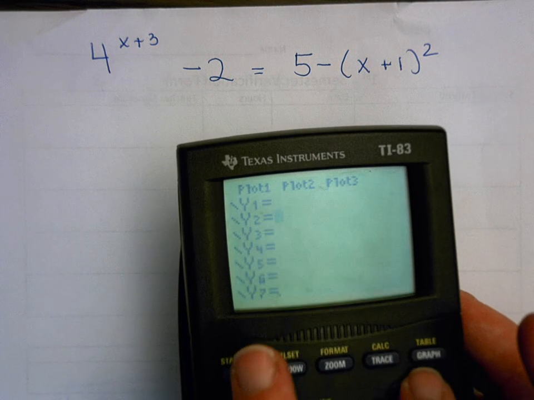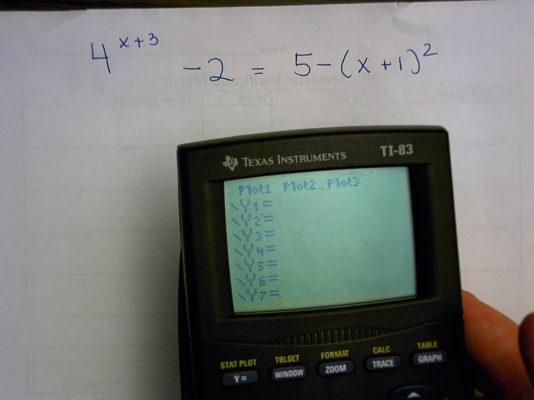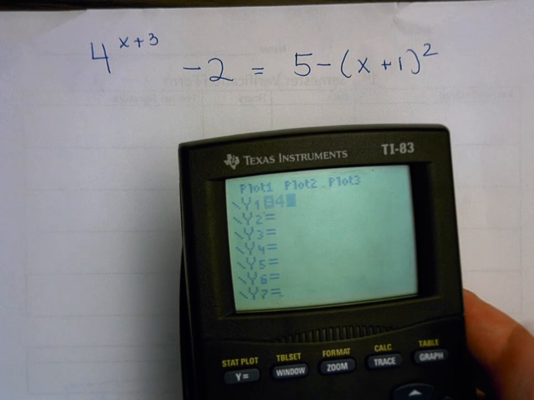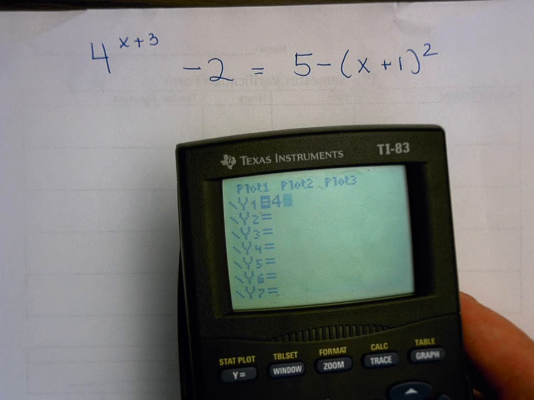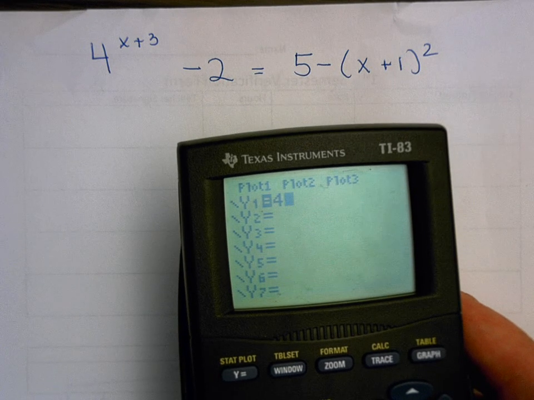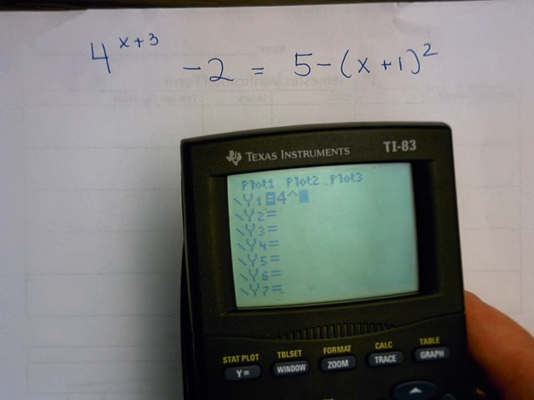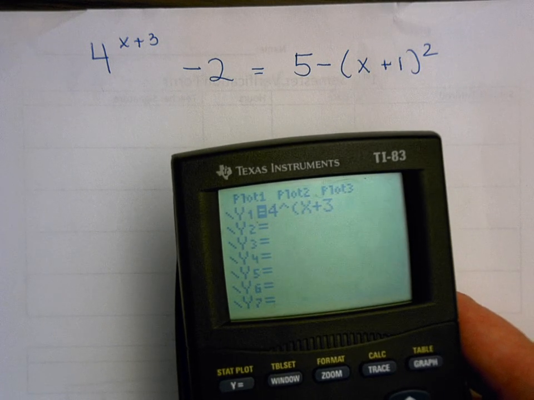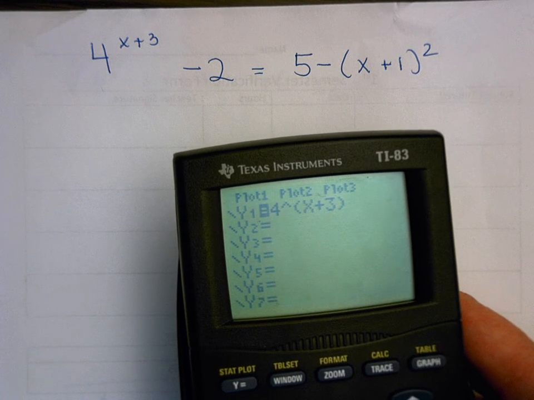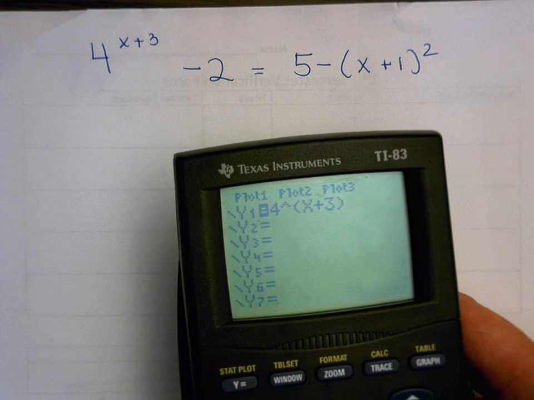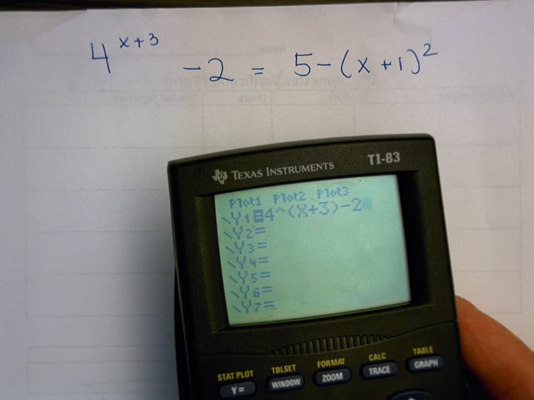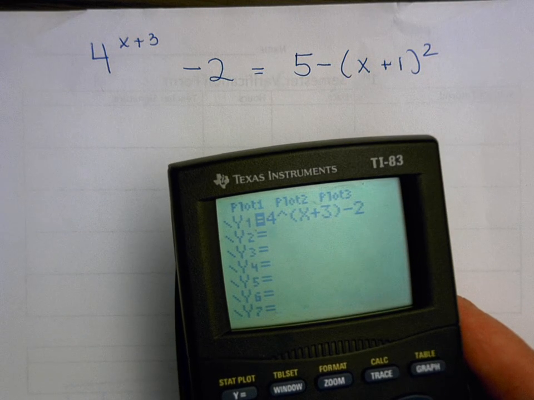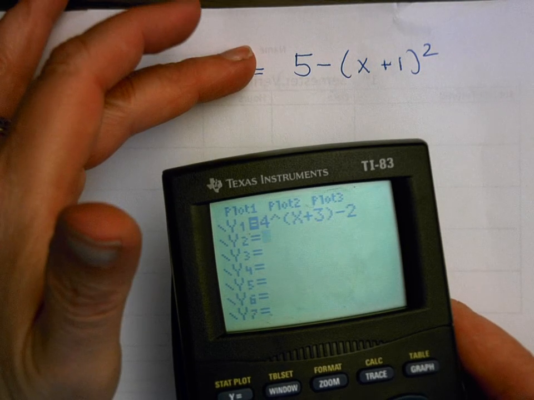Okay, so I'm going to go up to y1, and then I want to type in the left side of the equation into y1. So I'm going to press the 4, and then I need that to be a power, so I'm going to use my caret key, which is above the division. And then I have to make sure I'm grouping that, so x plus 3. So if you're practicing this at home, you're going to be using Desmos, but it's still the same kind of idea. And then minus 2. So I did 4 to the power of x plus 3 minus 2, so the left side, and now I'm going to put the right side in, so this one here.